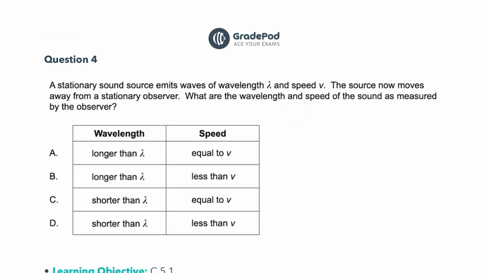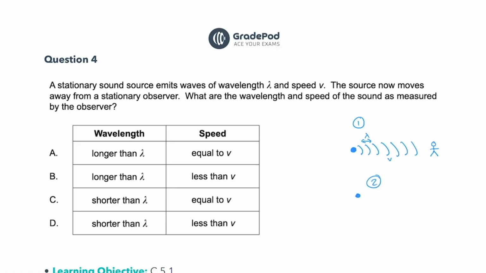Question 4. A stationary sound source emits waves of wavelength lambda and speed v. The source now moves away from a stationary observer. What are the wavelength and speed of the sound as measured by the observer? Okay, let's do situation 1. Let's just say that's the sound emitter, and that's our observer. Everything's stationary. The wavelength is lambda and the speed is v.